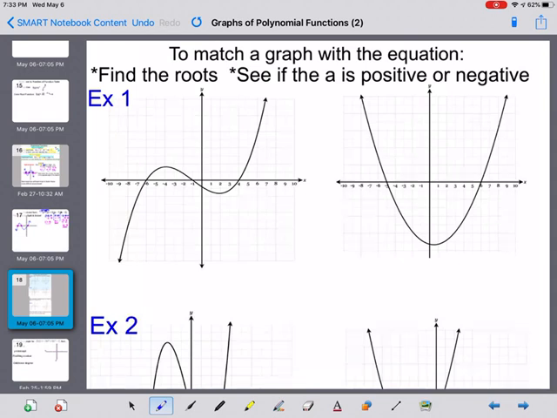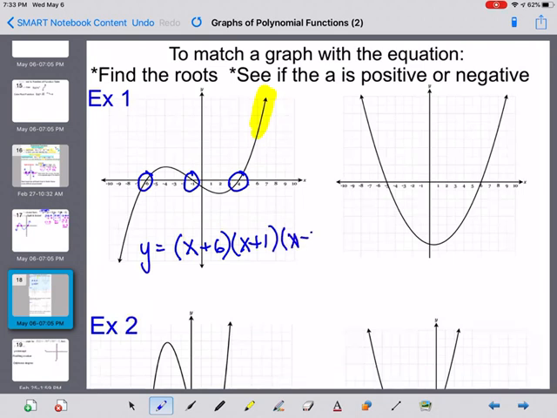The first thing you want to do is identify the roots when you're given a graph to match it with an equation. So I'm going to circle them. Okay, those are my 3 roots. Then I'm going to look at the right side. If the right side of the graph is going up, I know my a is positive. So my equation is going to be, since it's positive, the number in front is going to be positive, or there's positive in front of the parentheses. Since it's a negative 6, my root, it will be x plus 6. Negative 1 is the next root, so it's x plus 1. It's always the opposite sign. Positive 4 is going to be x minus 4. And that's the equation that would match.